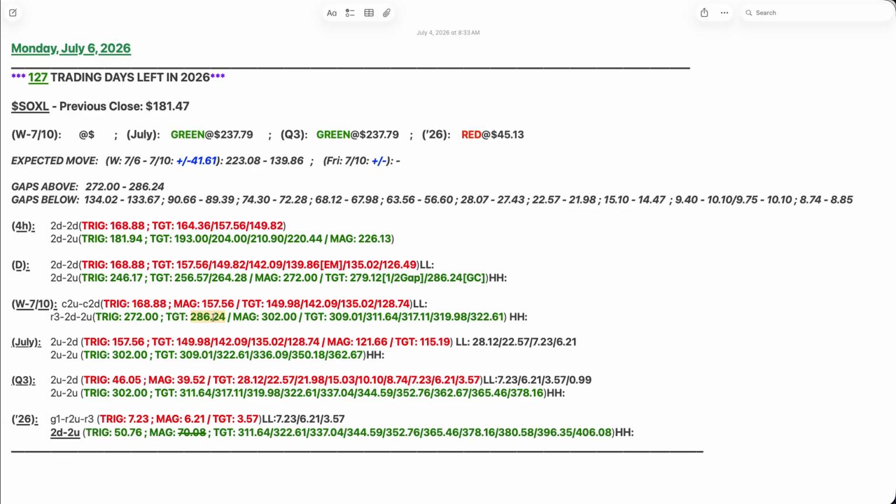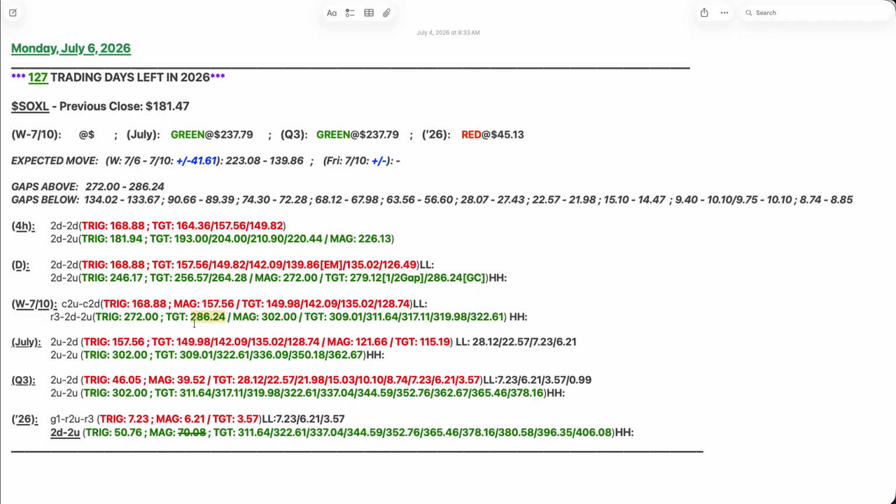On the day chart, if we go to the downside again, it's just a continuation, two down, triggering again at 168.88. Extended targets are listed out here for you, including that 139.86, which is the market maker's expected move low for the week.